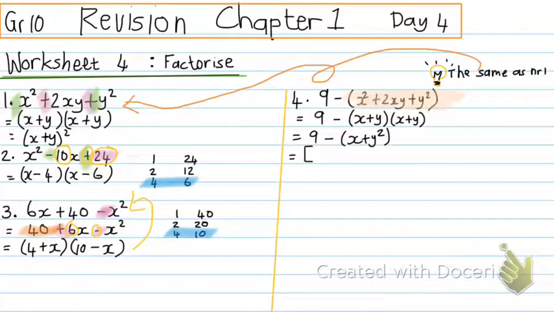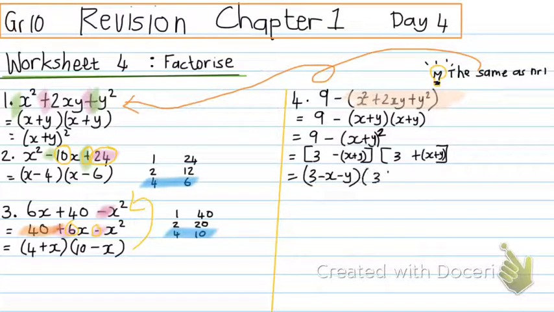Oh, that bracket's in the wrong place. Let me just rub that out. Y squared. Now this is difference between two squares. So I'm going to use two brackets, one with a negative and one with a positive, and get the square root of each term. So the square root of 9 is 3, and the square root of that bracket is x plus y. So it's 3 minus x plus y, 3 plus x plus y. Then I simplify it to get rid of some brackets. So it's 3 minus x minus y and 3 plus x plus y.